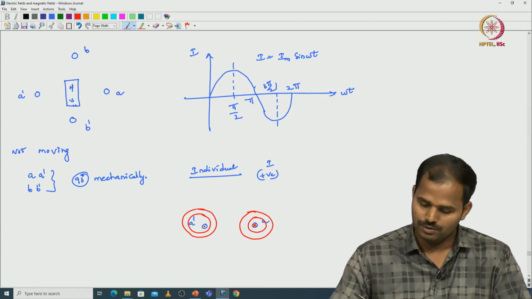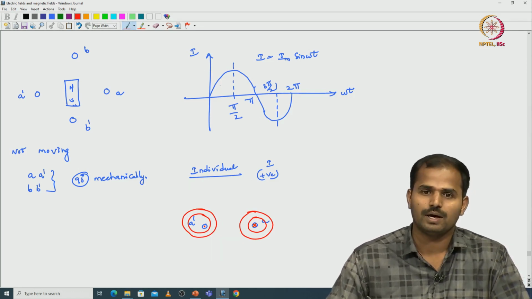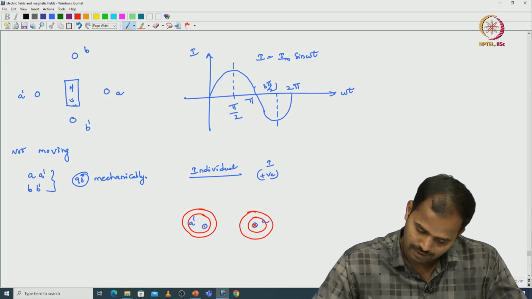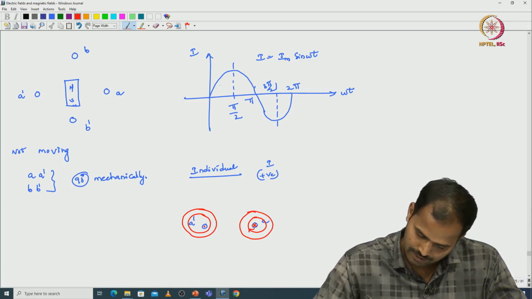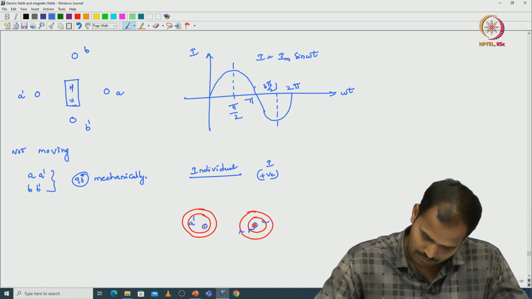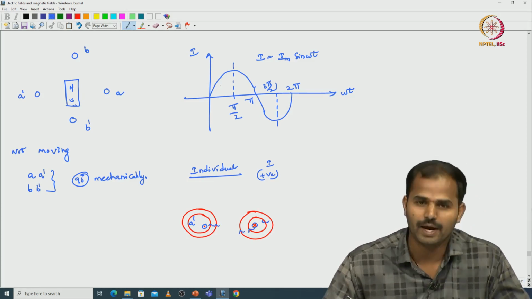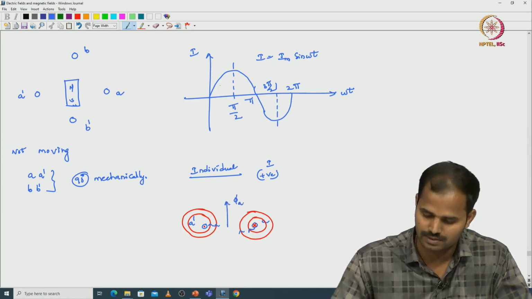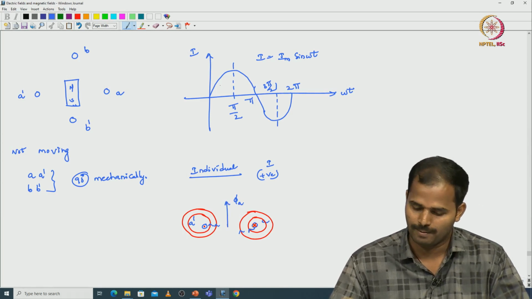With respect to the cross, applying the thumb rule, the flux loop direction will be clockwise, and with respect to the dot it is anti-clockwise. The resultant flux vector is in this direction, that is phi A.